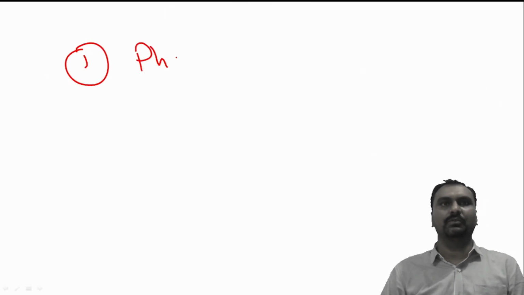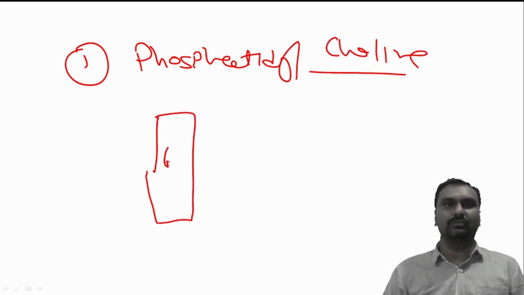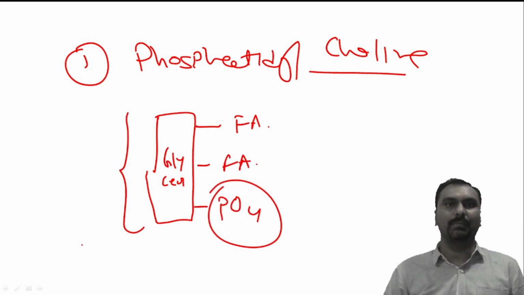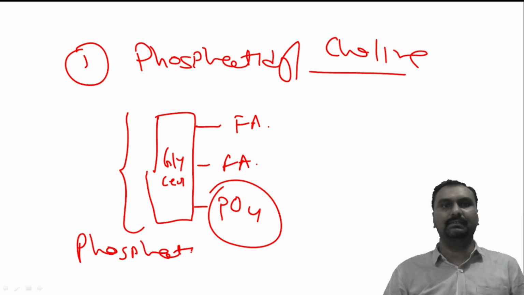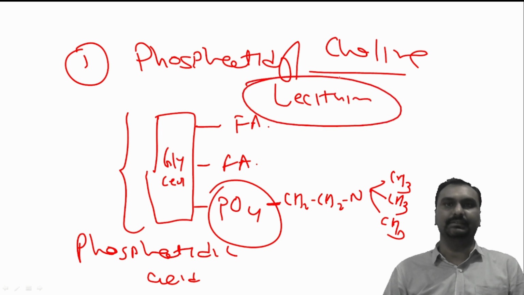So first is phosphatidylcholine. As we have already seen the structure, there is a glycerol molecule. In glycerol, on the first carbon a fatty acid is attached. On the second carbon also a fatty acid is attached. Then on the third carbon, there is a phosphorus group. This whole compound is called phosphatidic acid. Now to this, if a choline group is attached, choline group is CH2, and here there are 3 methyl groups. That is phosphatidylcholine, which is also called lecithin.